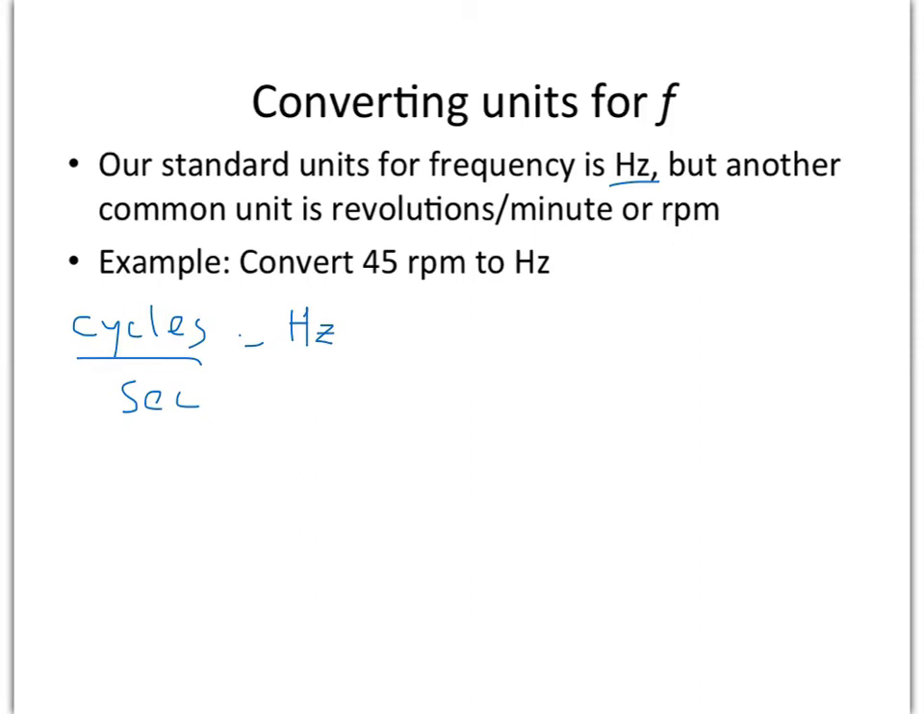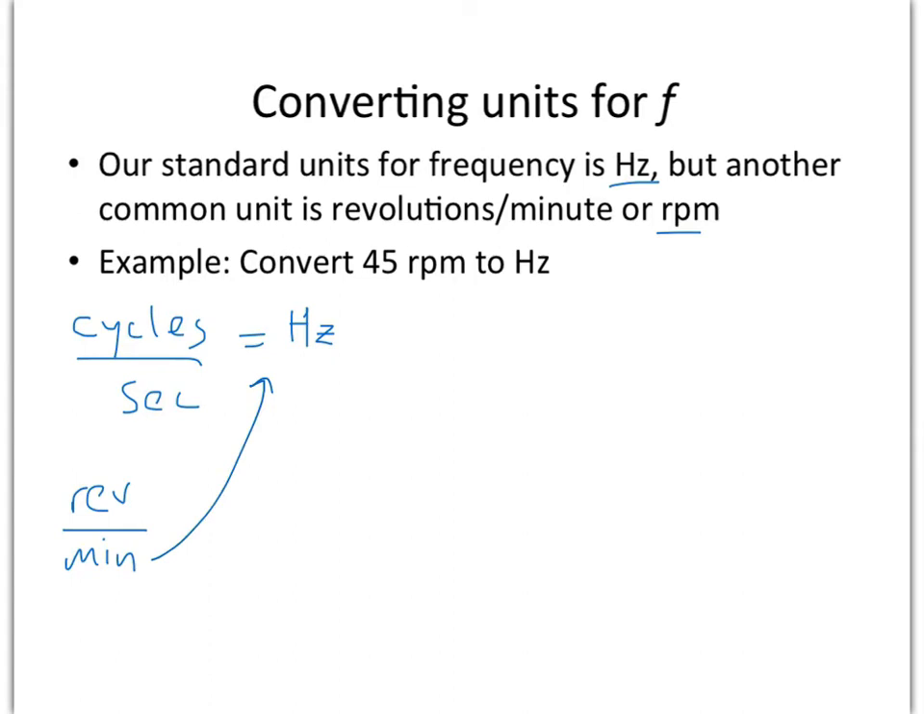But one thing you may be familiar with is RPM. That's revolutions per minute. All right, that's where the P comes from. Revolutions per minute. Well, if you want revolutions per second or cycles per second, you're going to need to convert this by multiplying by 60 seconds, or the other way around if we're going from seconds to minutes. All right, so let's convert 45 RPM to Hertz.